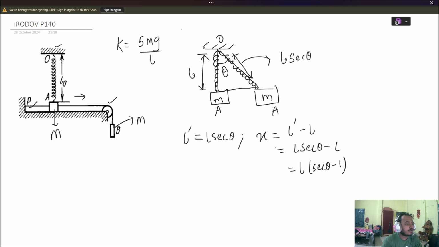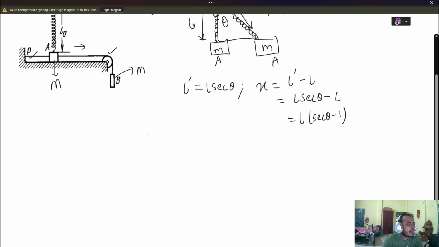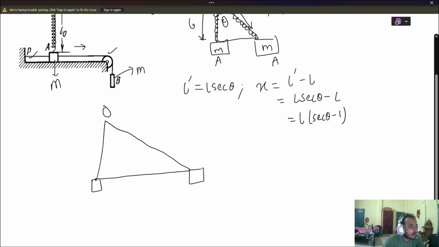Okay, so let's draw a clearer diagram and understand what else is going on there. Let's say this is the triangle we formed, where this is the point O, this is where the block initially was, and this is where the block is right now after moving some distance y. This is a right angle triangle. This is y. This length was L. This angle was theta, and this length here was L sec theta, right? L into sec theta.